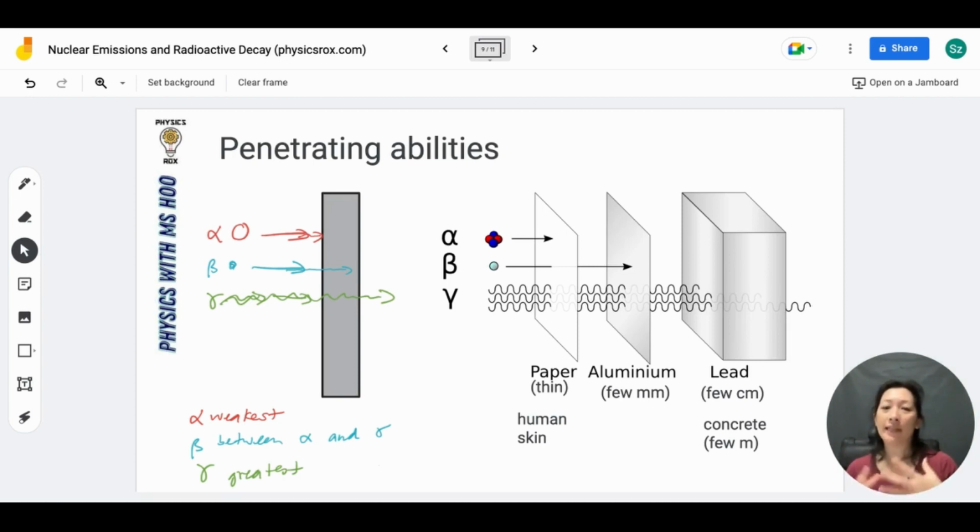So you have to know these shields. These are known as shields. Shield means what could block the gamma radiation. So paper or human skin is able to stop alpha. Beta, you need a few millimeters thickness of aluminium. And gamma, you need a few centimeters thickness of lead or a few meters thickness of concrete. So this is the penetrating abilities of alpha, beta, and gamma.